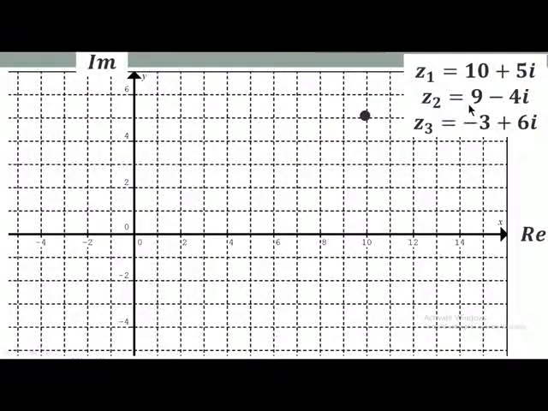And it's applied also in z2. 9 is the real number and negative 4 is the imaginary number. So this is for z2. And for z3, negative 3 is the real number and 5i is the imaginary number. So in this Argand diagram, this is z3.